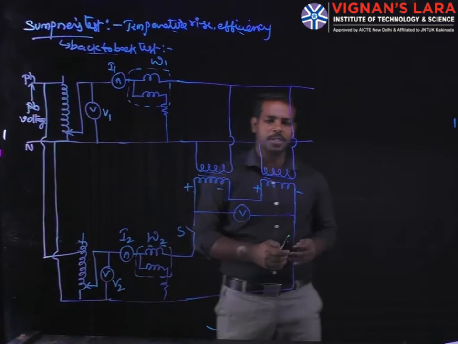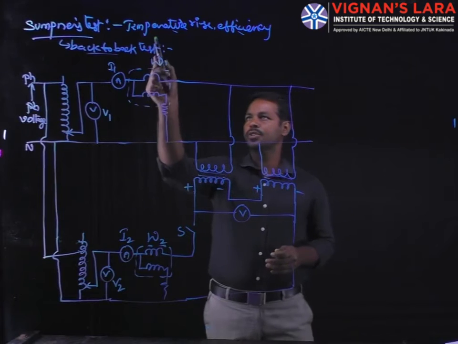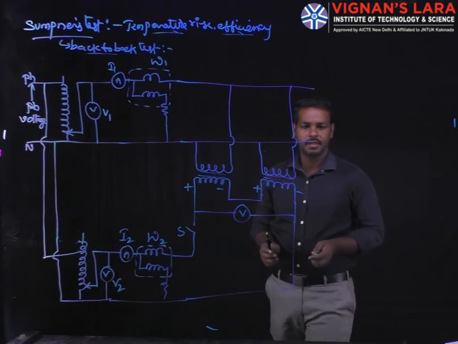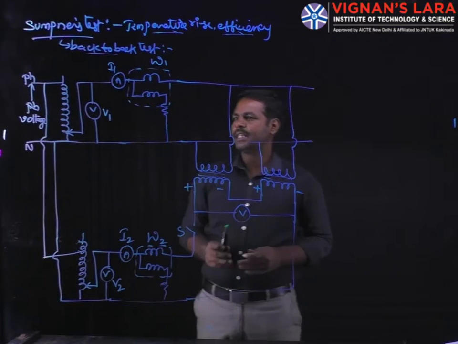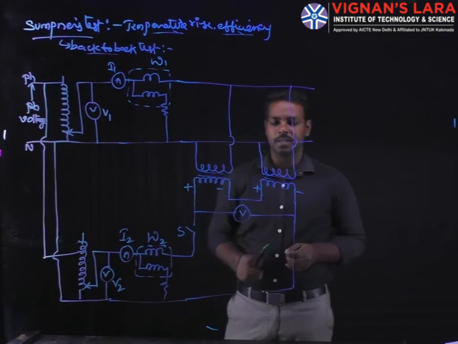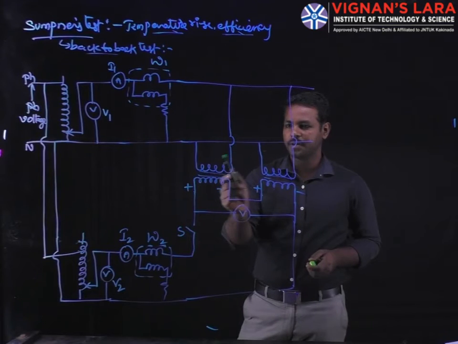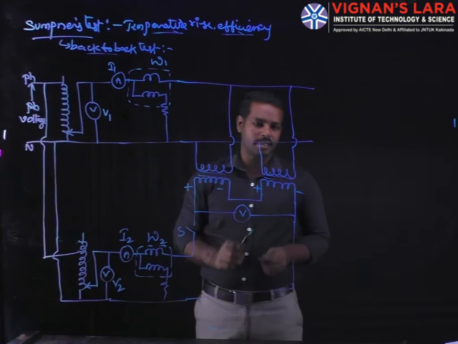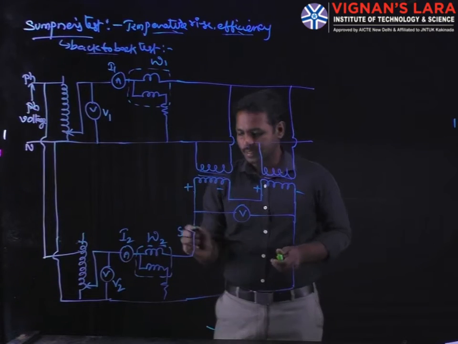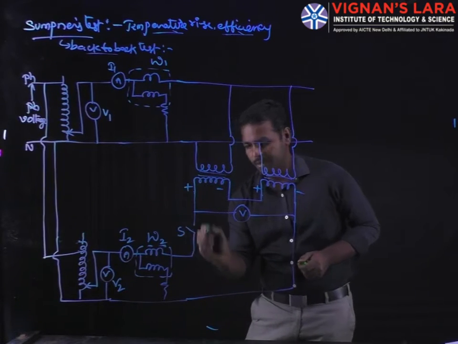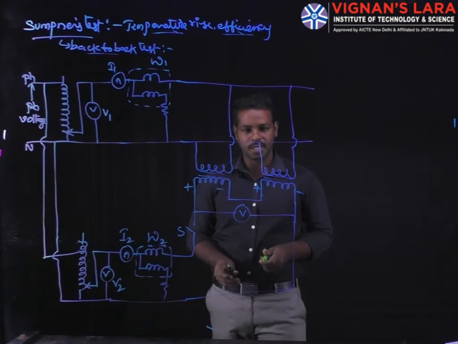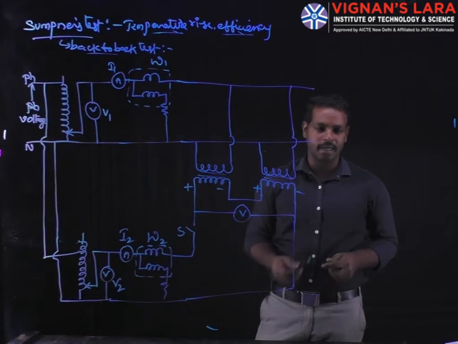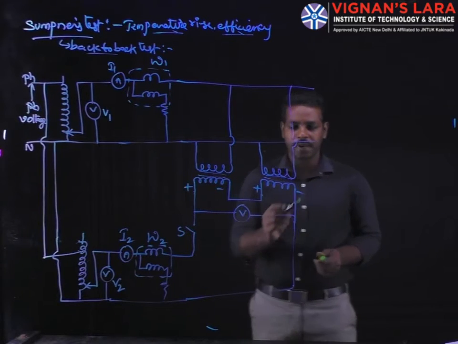What is the main objective of a Sumpner test? It is used for measurement of temperature rise and efficiency. Initially, the primaries of both the transformers are directly connected to the supply voltage, and switch S is open circuited. The secondaries of both the transformers are connected in series with phase opposition.